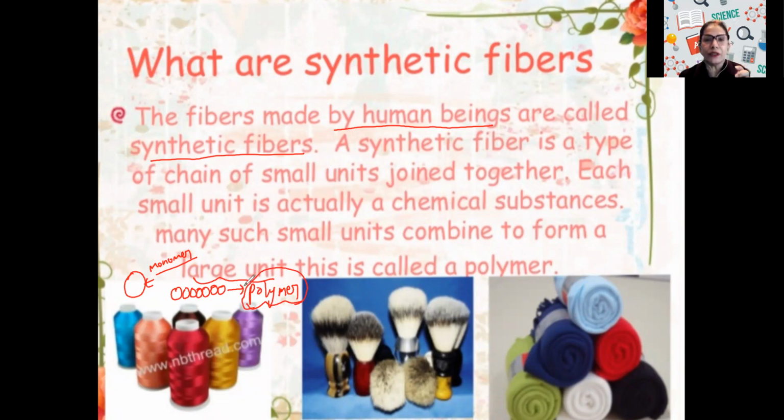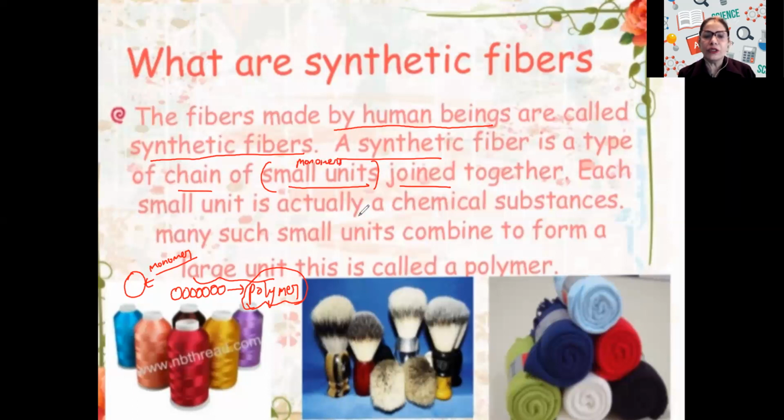A single unit is known as a monomer, mono meaning single, and these single units join together, link together, bond together, and form a polymer. And these polymers of various varieties again form the various types of synthetic fibers. So the chain of small units join together to form a synthetic fiber. These small units are nothing but, what have we called them? Monomers.